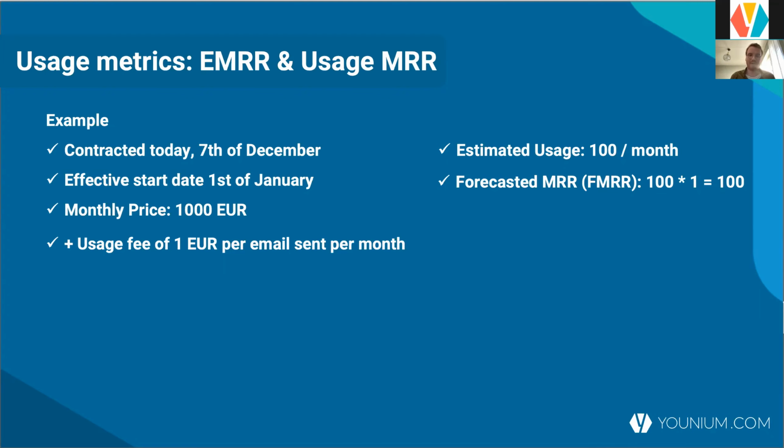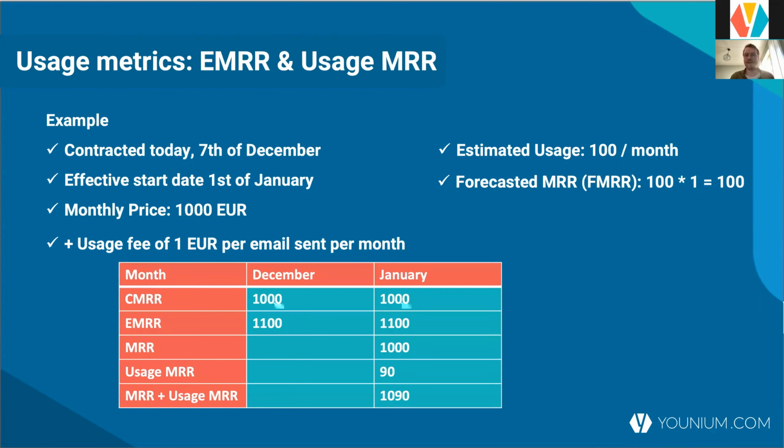And this gives us an interesting ability to then further iterate. I'm going to start showing the table here again. I added some more rows, and the first row you see there that I added is EMRR, estimated monthly recurring revenue. So we take the contracted monthly recurring revenue, which we know is 1,000, because we have a monthly price of 1,000. That's what they are going to pay. That's for sure.